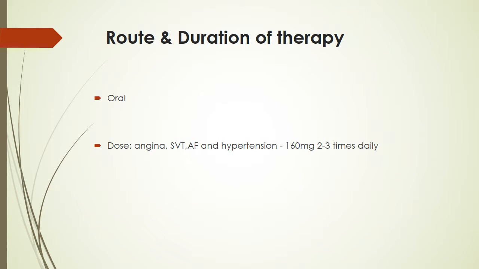Isoptin is taken by oral route. Peak plasma concentrations are reached between 1 to 2 hours after oral administration. The half-life of verapamil ranges between 2.8 to 12 hours. The maintenance dose for angina, SVT, AF, and hypertension is 160 mg 2 to 3 times daily.